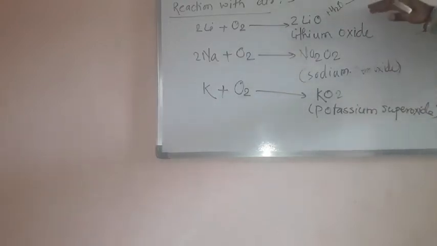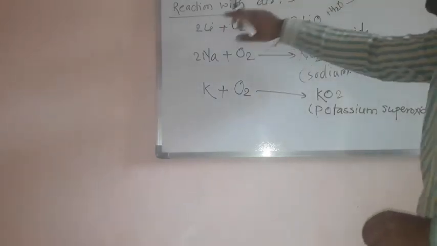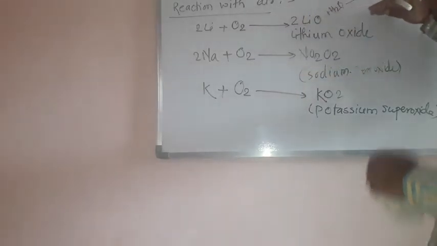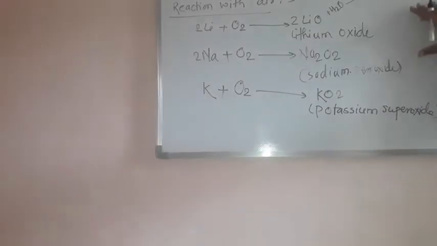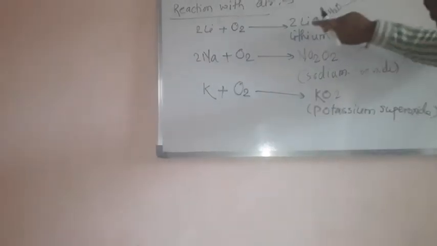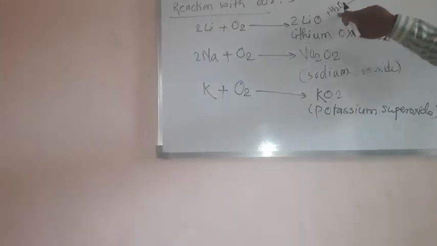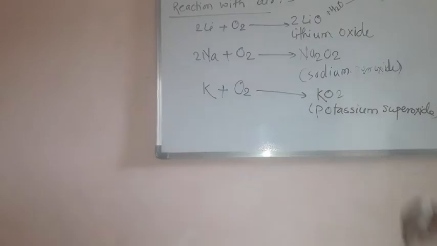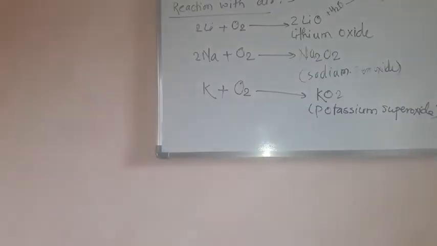These oxides are formed when alkali metals are treated with oxygen, that is, with the air, forming lithium oxide, sodium peroxide, or potassium superoxide. These are basic in nature. When lithium oxide is dissolved in water, it gives lithium hydroxide, and this lithium hydroxide is a strong alkali. This is the reaction with the air.